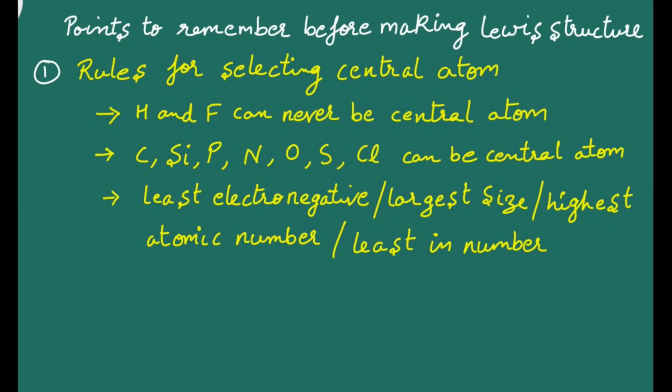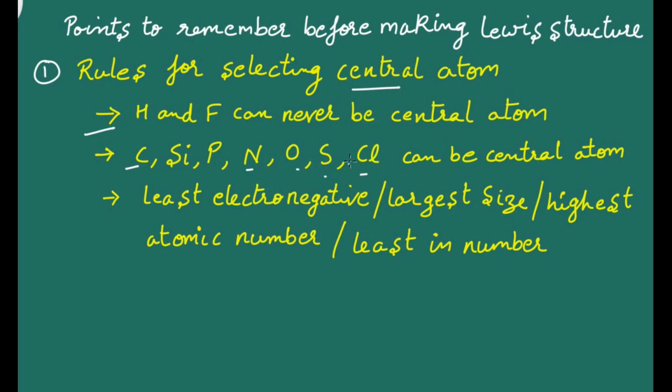Now there are points or rules that you should remember before making a Lewis structure. Rules for selecting the central atom. The first rule that you should know is how to select the central atom. For that you should know about a few things. First thing, hydrogen and fluorine can never be the central atom. Remember this, hydrogen and fluorine can never be the central atom. Carbon, silicon, phosphorus, nitrogen, oxygen, sulfur, chlorine can be the central atom.